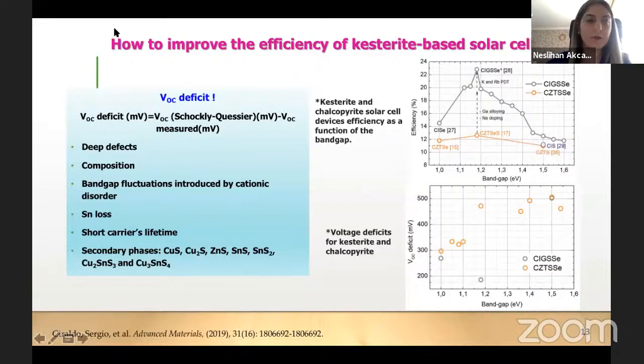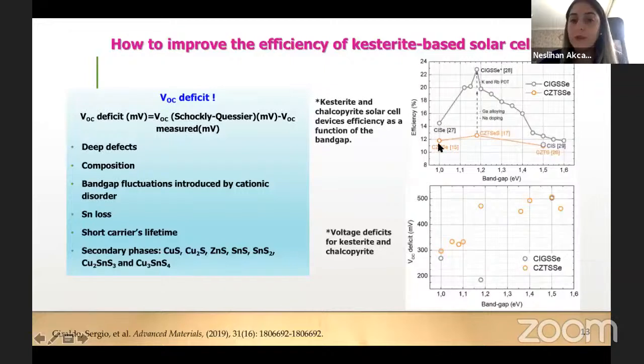Because there are some problems with this material, at first I would like to mention the VOC deficit in these materials. Giraldo et al. reported a review article about this problem. Here you see two graphs from their article.